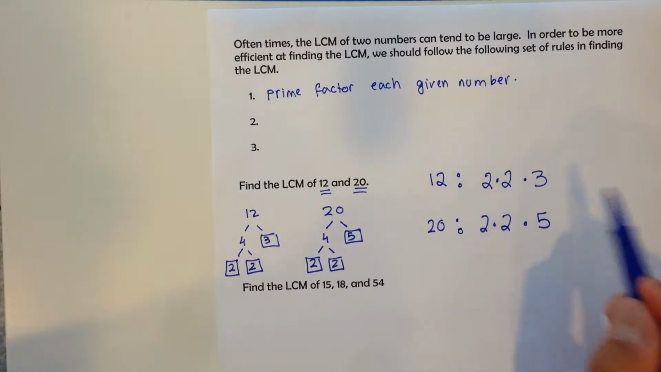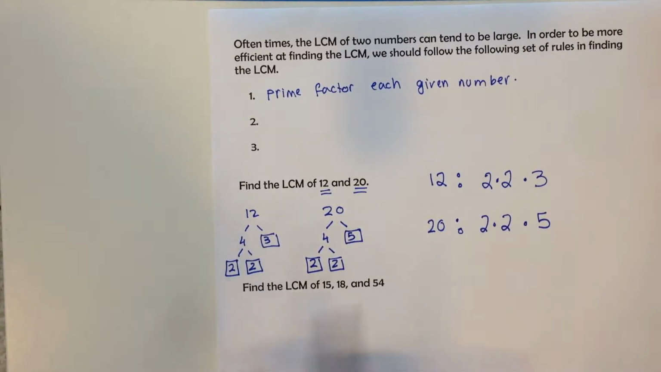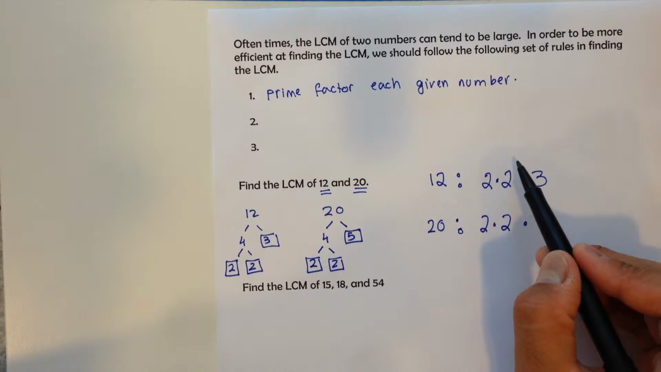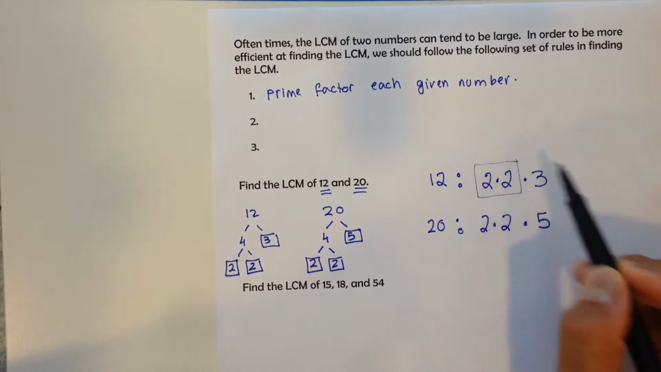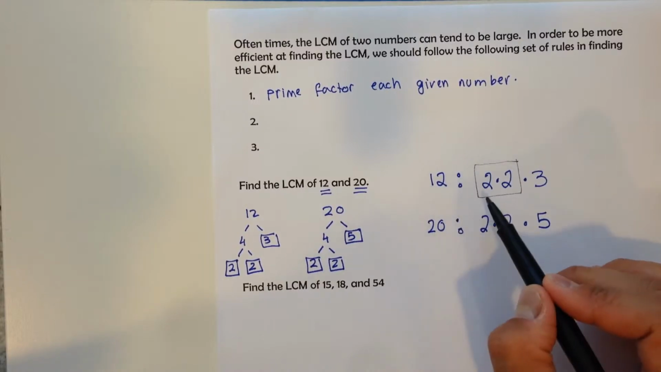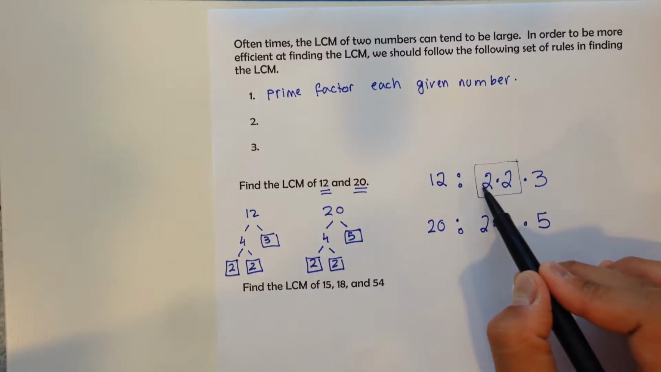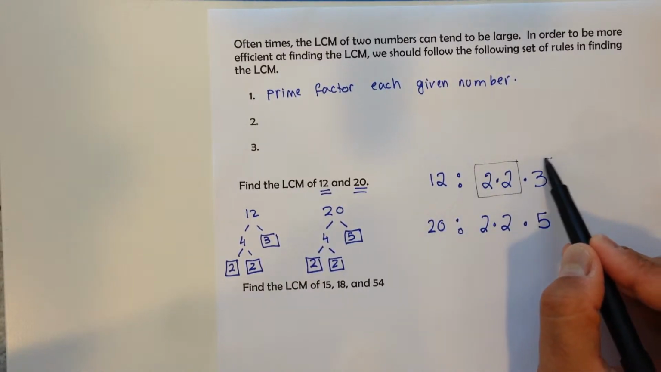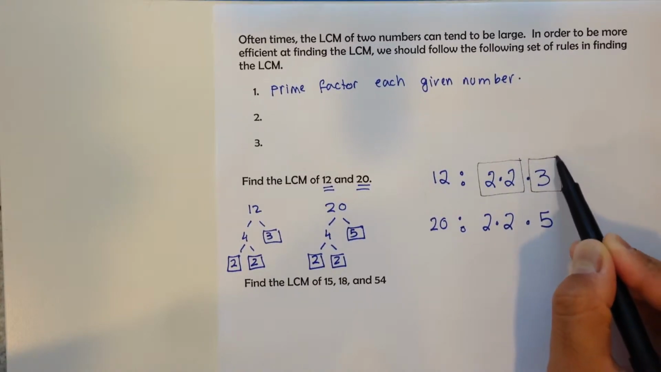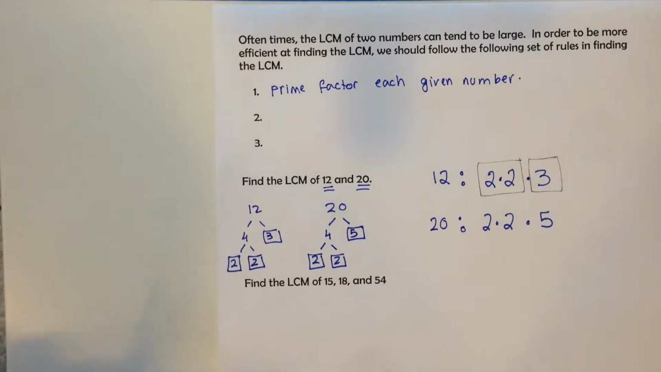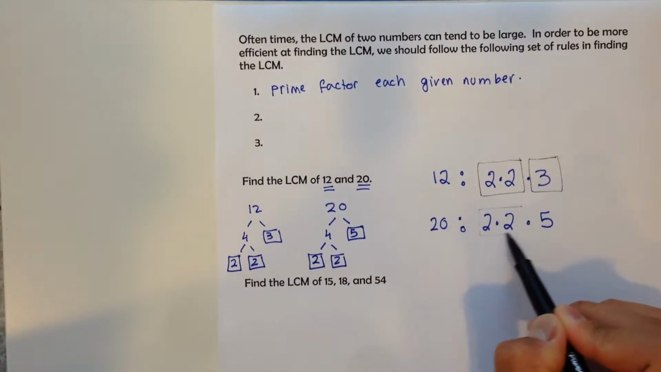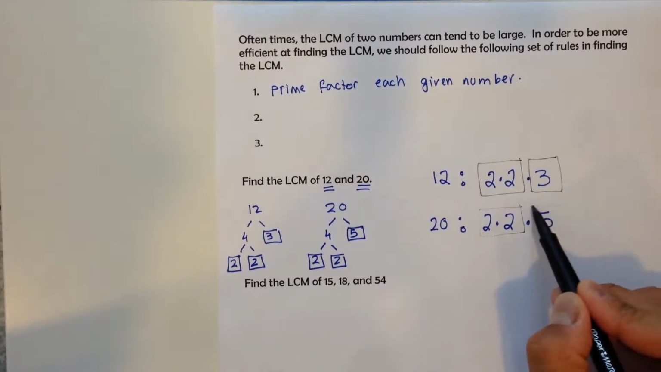So to find the least common multiples, what you do is you circle different groups. So notice that the 12 has 2 groups. It has 2's and 3's. Alright. The 20 also has 2 groups. They are 2's and 5's.